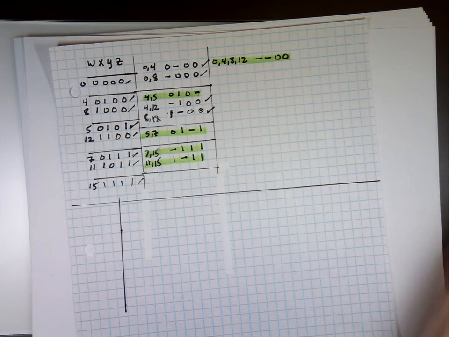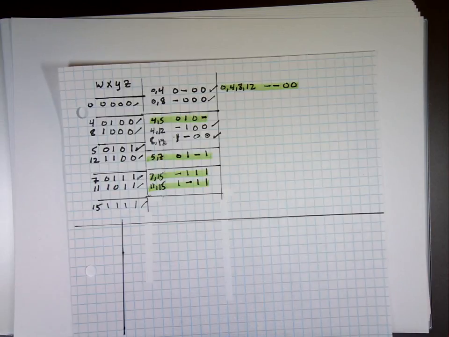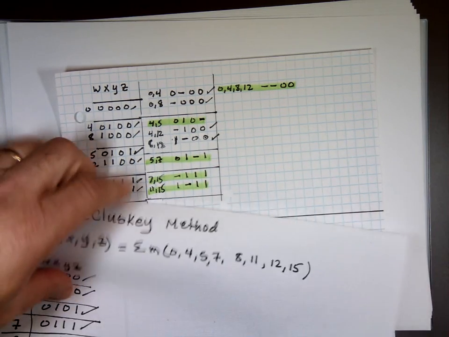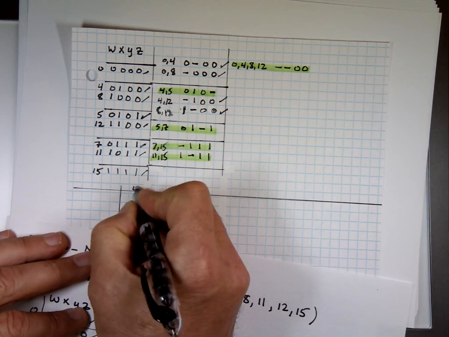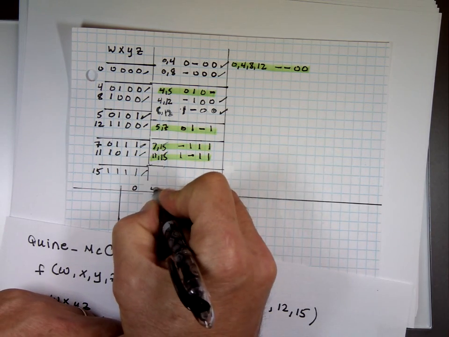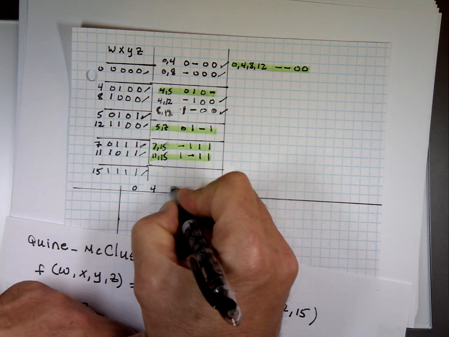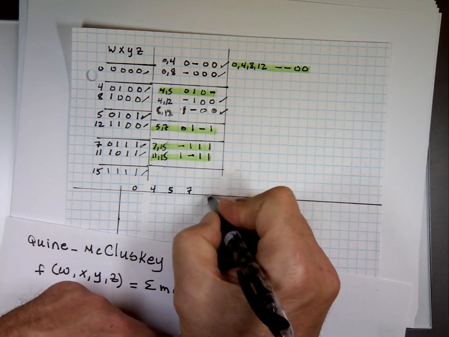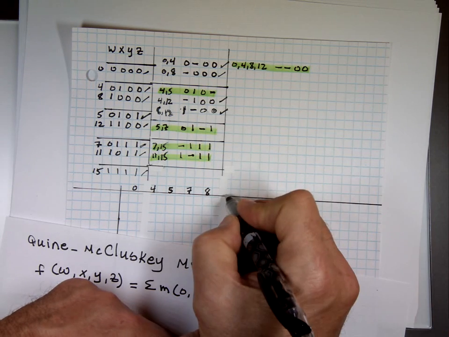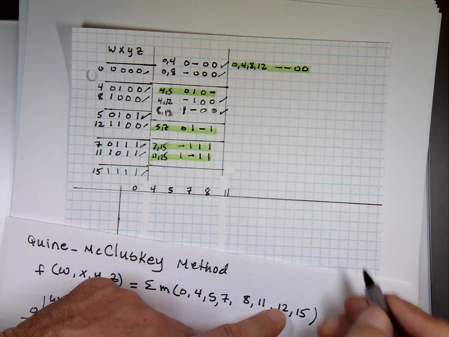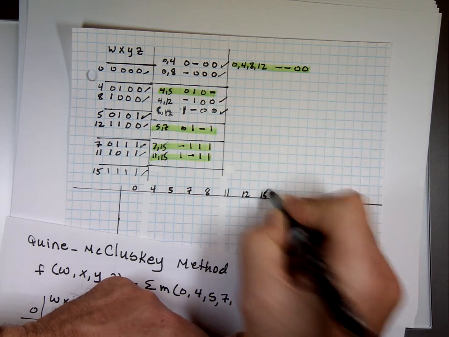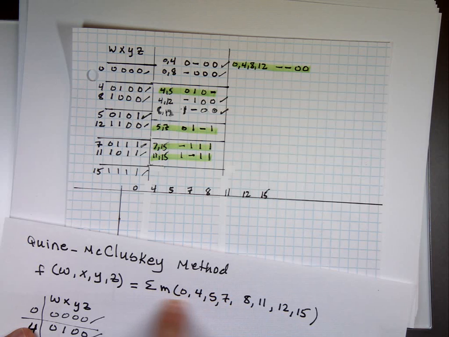Let me go back to the original problem. What was the original problem? The values are what? 0. Let's put a 0 here. 4. Let's put a 4 here. 5. Let's put a 5. 7. 8. 11. 12. And 15. That's my expression, right? 0, 4, 5, 7, 8, 11, 12, 15.